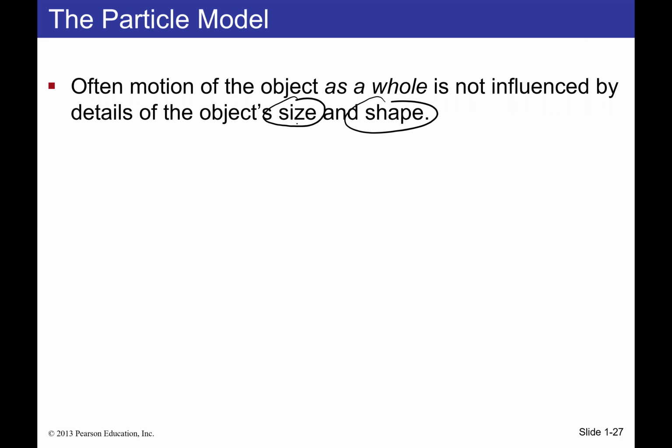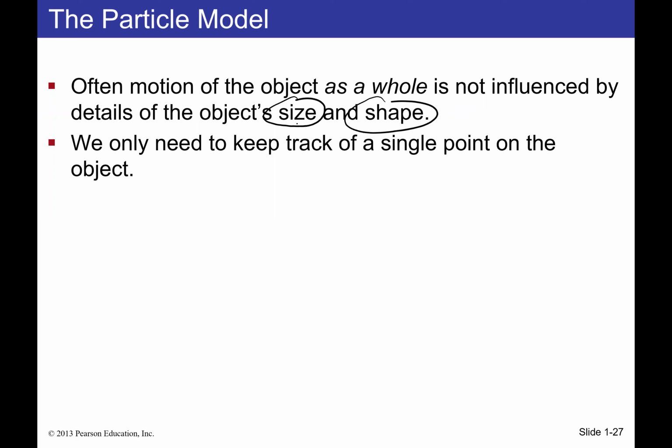That means what we can do here is, as an object is moving from point A to point B, it could be a bowling ball, a ping pong ball, a car, or an elephant. For us, we don't care. As long as they're moving at the same speed, they're going to go from A to B in exactly the same time. And we're going to see that this actually works really well. So we only need to keep track of a single point on the object.